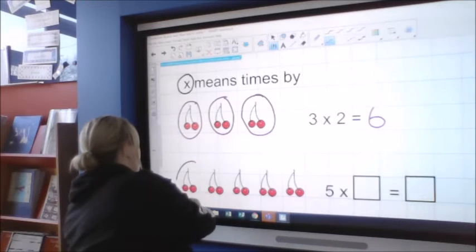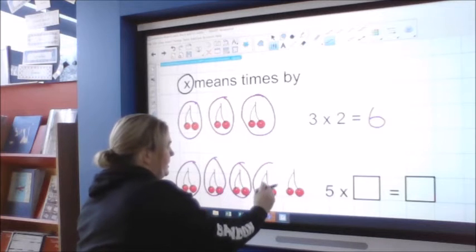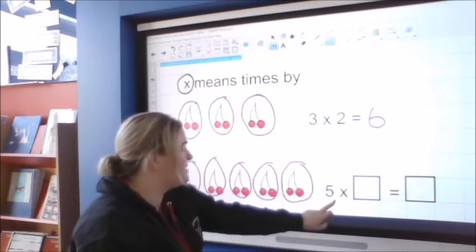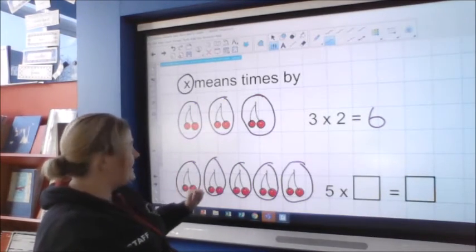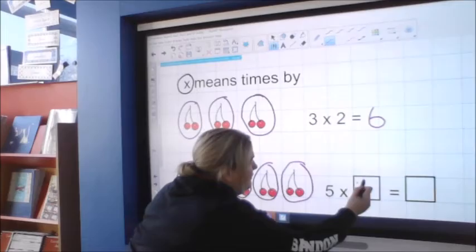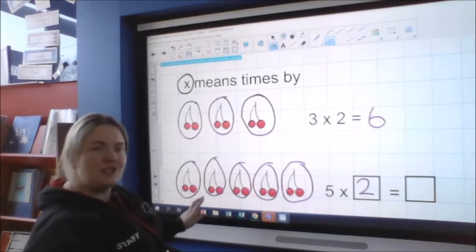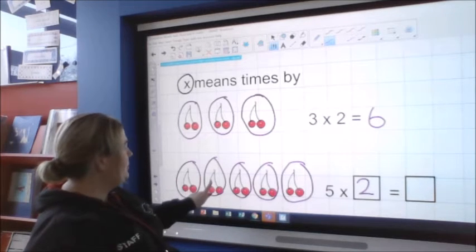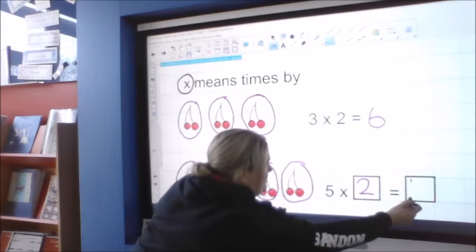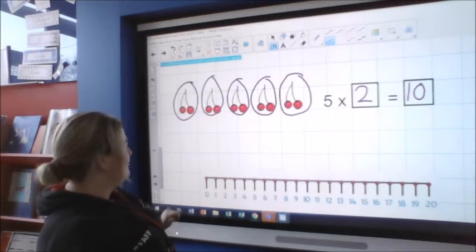We have got a group here, 2 groups, 3 groups, 4 groups, 5 groups. So we've already got the 5 there. That's 5 times. How many are in each group though? 2. Well done. So 5 times 2 equals, let's count in twos again. 2, 4, 6, 8, 10. We know that 5 times 2 makes 10. Excellent. Right then, let's move on.